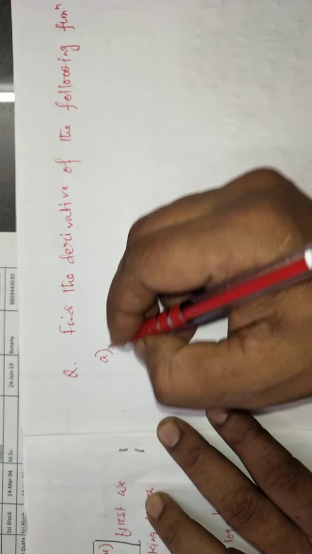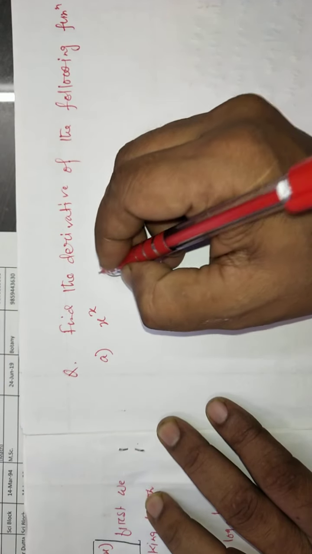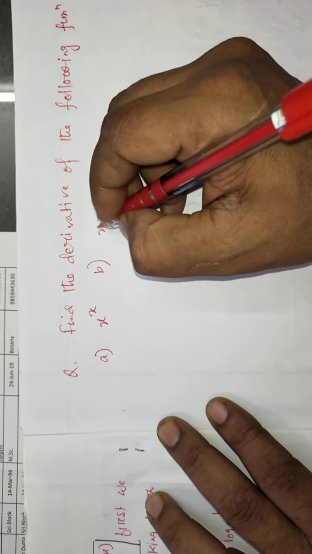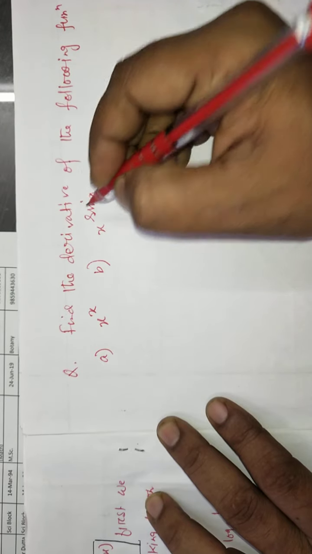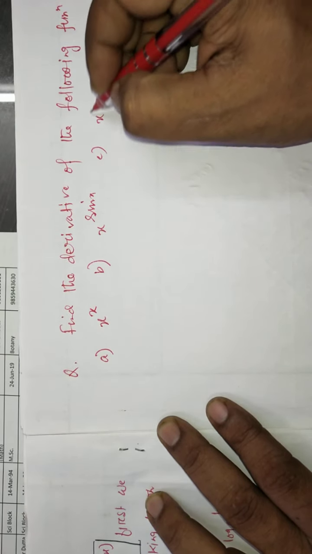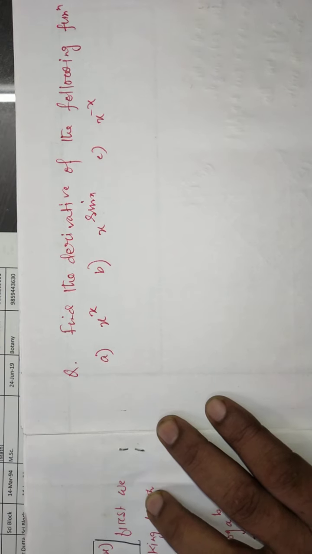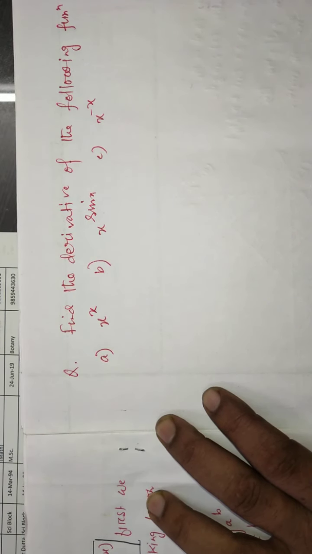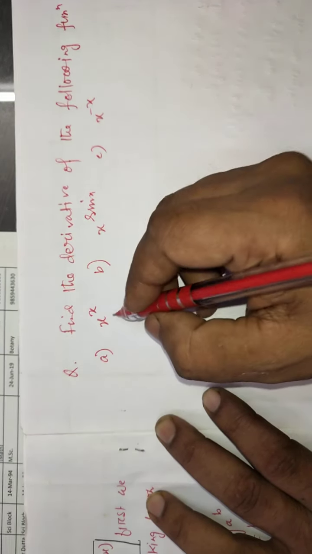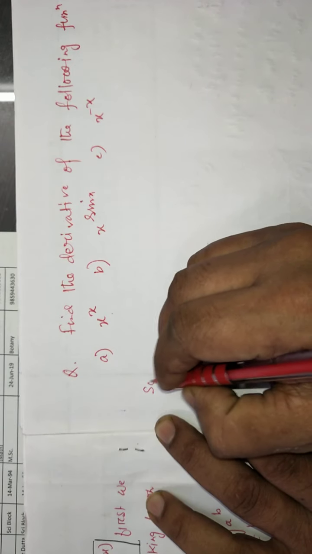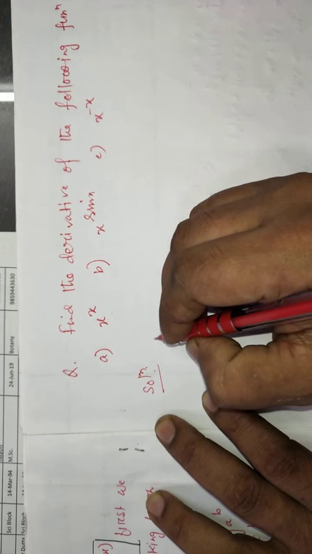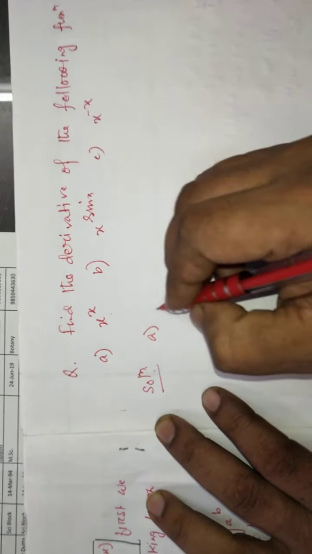First A, suppose x to the power x. B, suppose x to the power sine x. C, suppose x to the power minus. I am taking a simple example and trying to make you understand. First this solution. Suppose you are going to solve this x to the power x.